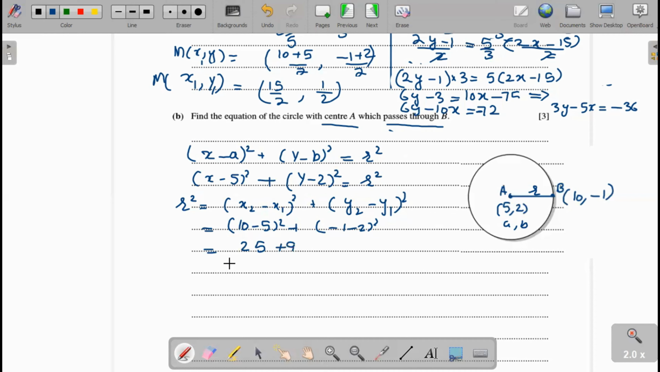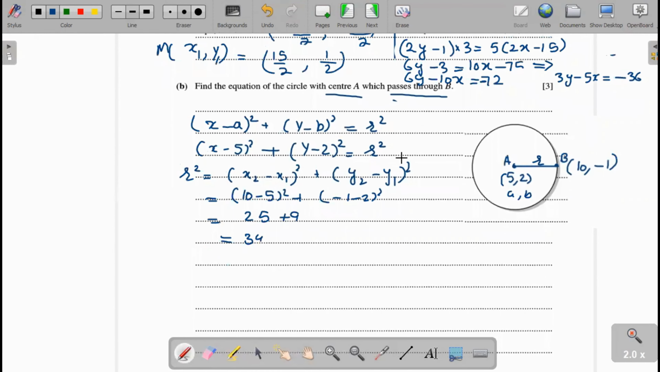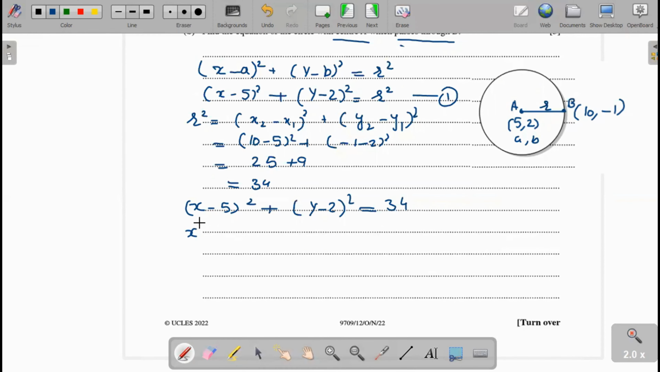3 square is 9, that will be equal to 34. Now that's the value of r square, put in this equation 1. This is equation 1 now. The (x minus 5) whole square plus (y minus 2) whole square is equal to 34. Now that's equal to x square minus 10x plus 25.